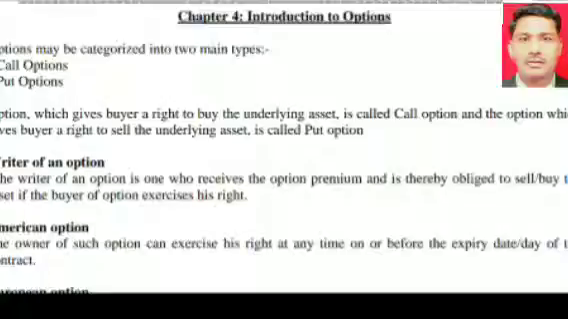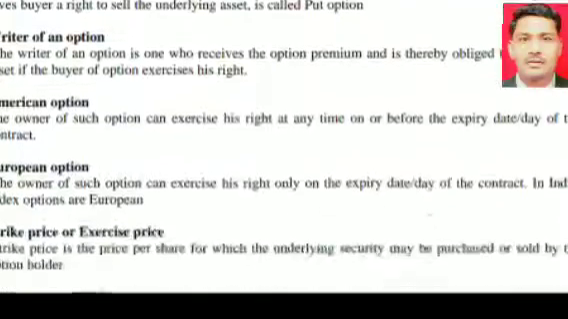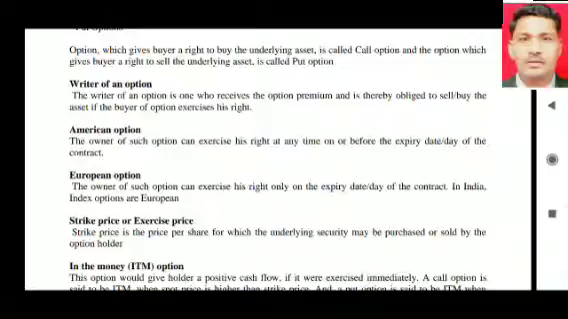American option. The owner of such an option can exercise his right at any time on or before the expiry day or date of the contract. European option. The owner of such an option can exercise his right only on the expiry date or day of the contract. In India, index options are European.